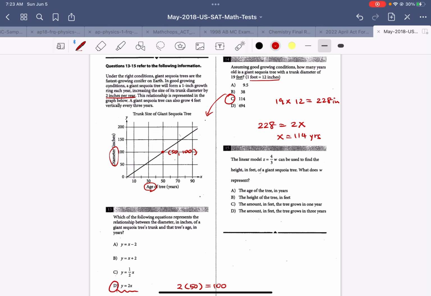Number 15. The linear model Z equals 4/3 W can be used to find the height in feet of a giant sequoia tree. What does W represent? So this one is not related to this graph. That was the diameter, the size of the trunk, but this one they ask you about a height model. So Z stands for the height of the tree, and then what does W stand for?